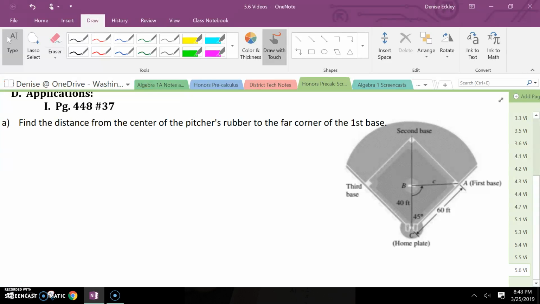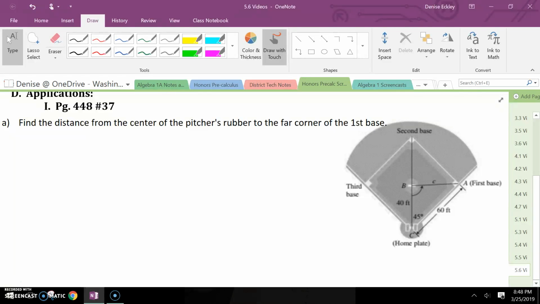Page 448, number 37. Part A. Find the distance from the center of the pitcher's rubber to the far corner of the first base. So from the diagram that was given in the book, you can see that we're looking at triangle ABC, and we're trying to find the length of side C.